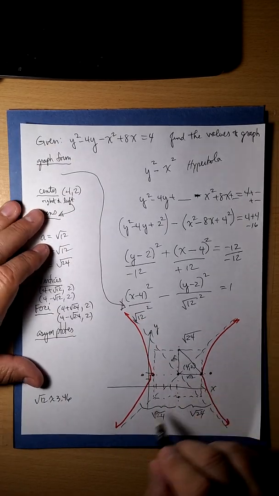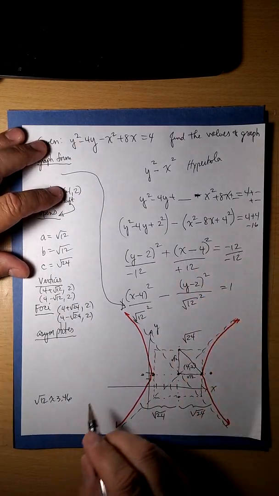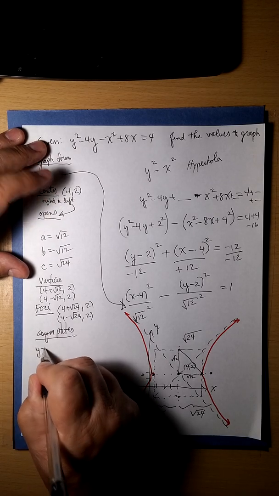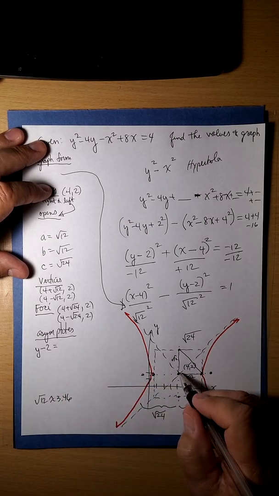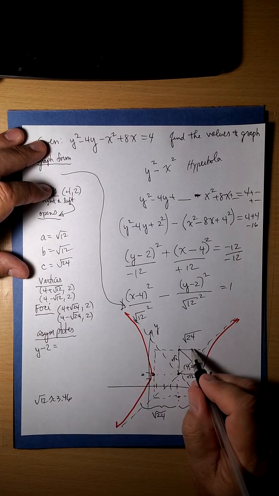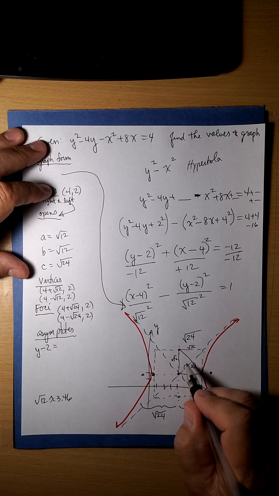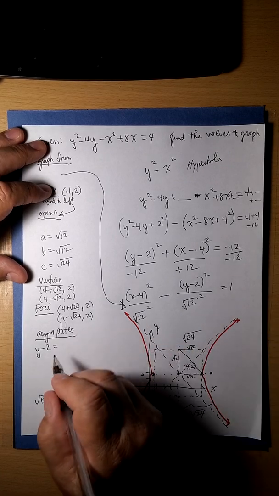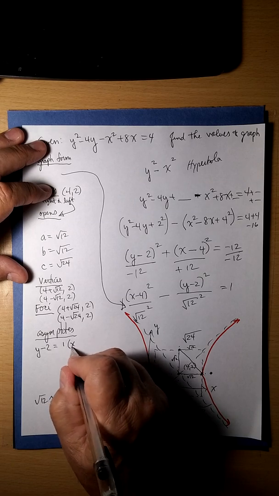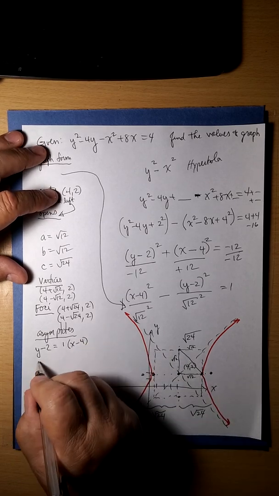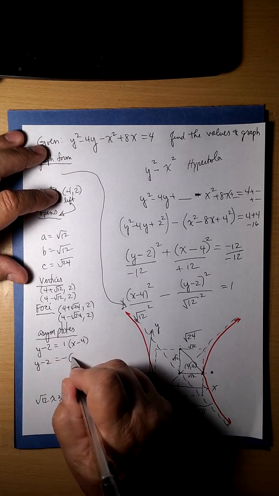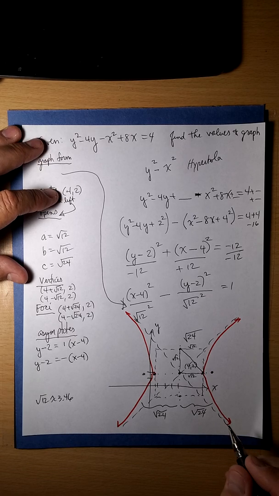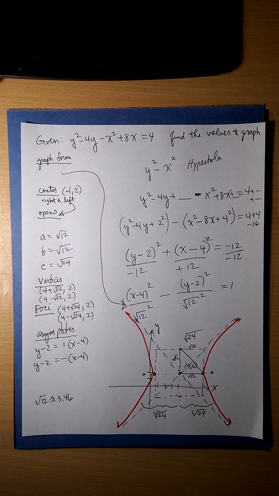The asymptotes, we're going to use the center 4, 2. So it's going to be y minus 2. And then the slope is rise over run. These are both the same, so the slope's going to be 1. So I can put a 1 in here, and x minus 4. For the other negative slope, just put a negative 1. And those are the equations of the asymptotes. Can you do that on a test? That's a good question.